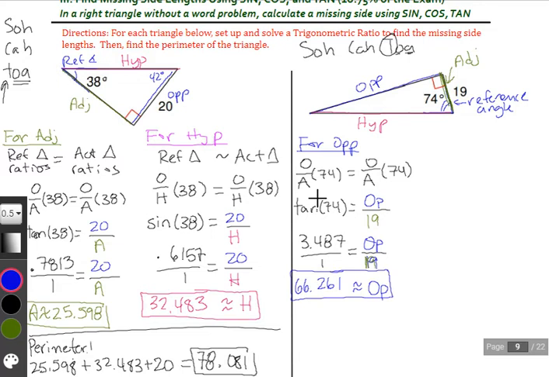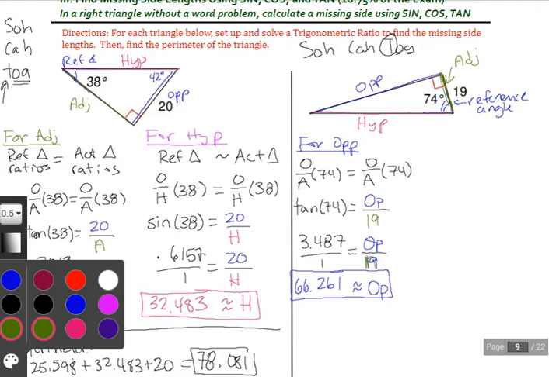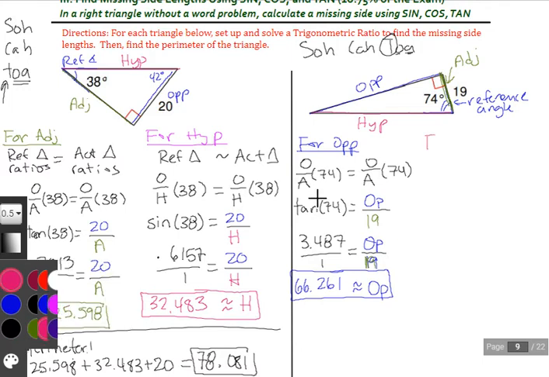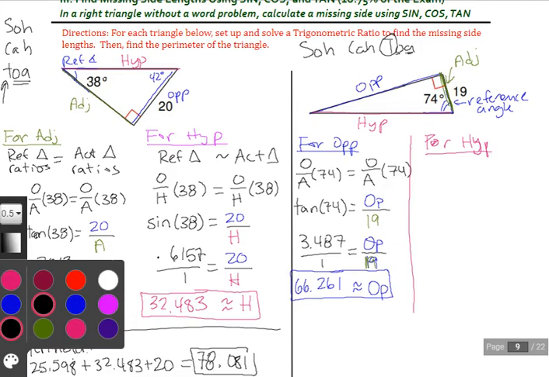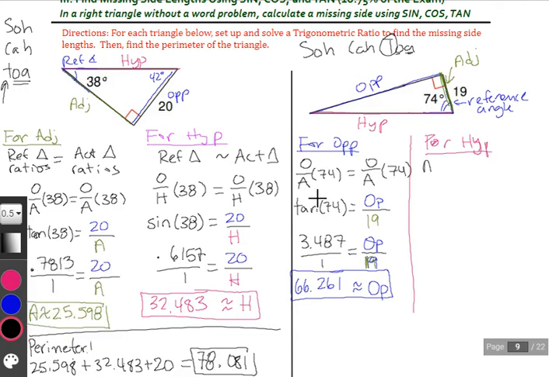Okay, so now we need to find the hypotenuse side. Uh-oh, board's cutting out a little bit. Okay, so I'm going to go the trig route. I know I could use the Pythagorean theorem, but I actually prefer to set up trig ratios. I think that's a little bit faster. So I want to find the hypotenuse. I was given adjacent. So adjacent over hypotenuse for 74 degrees as a reference.